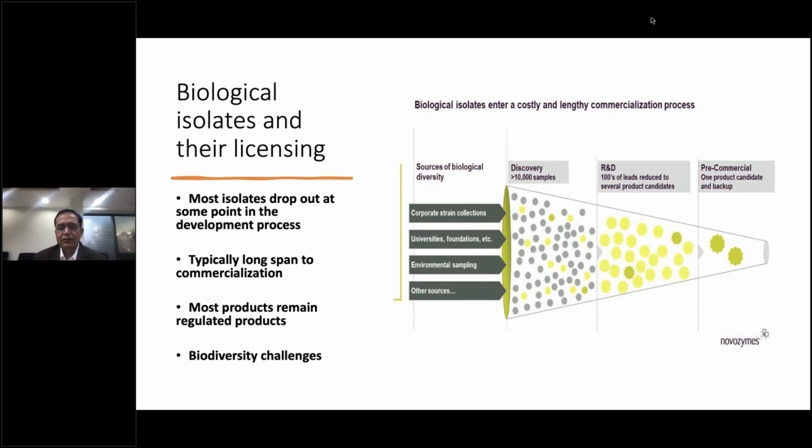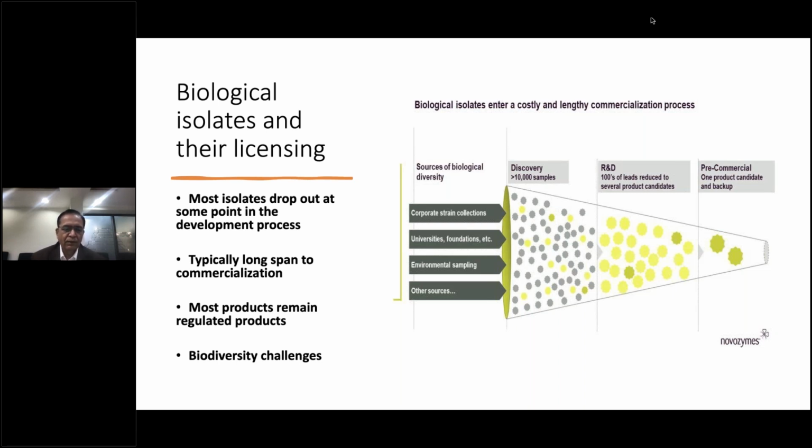It used to be 10,000 samples. Today we have hundreds of thousands of samples due to microbiome research. In terms of leads, they narrow down to hundreds of leads, and then finally to very few products. It takes a long pipeline of 6 to 8 years from identification of isolates to finally determining their commercial value, and myriads of them just drop out at some point in the development process.